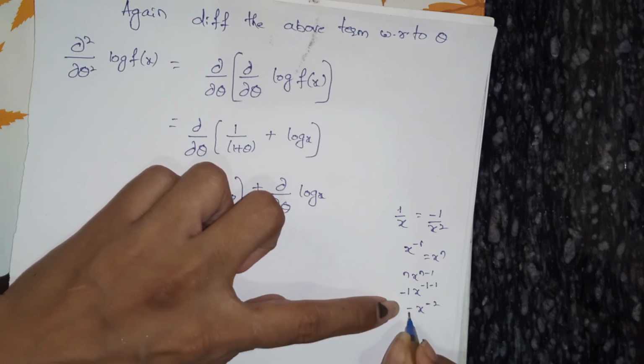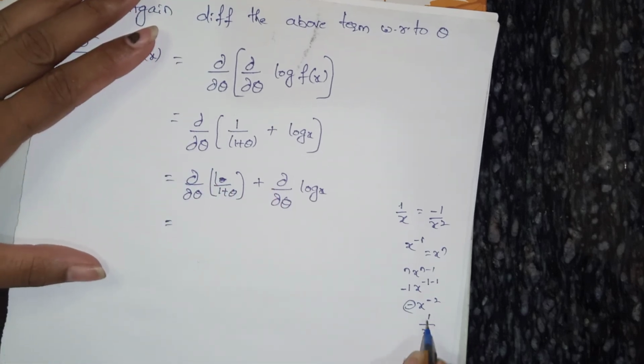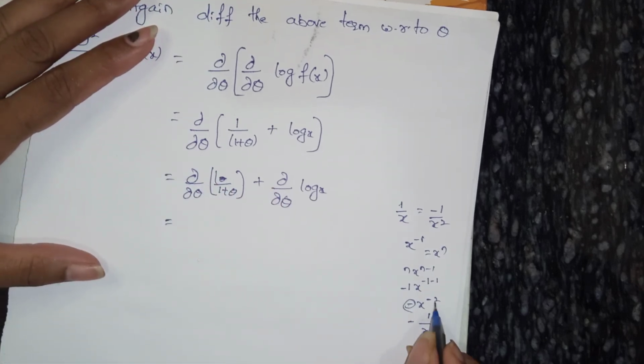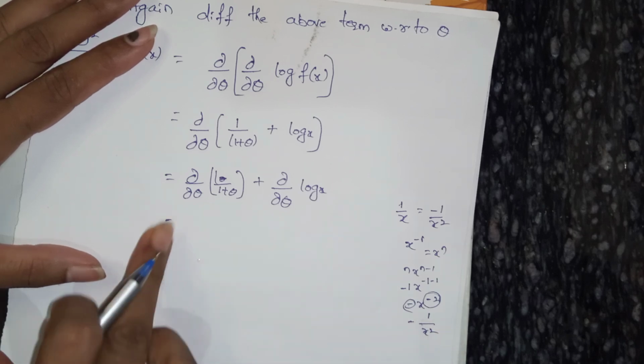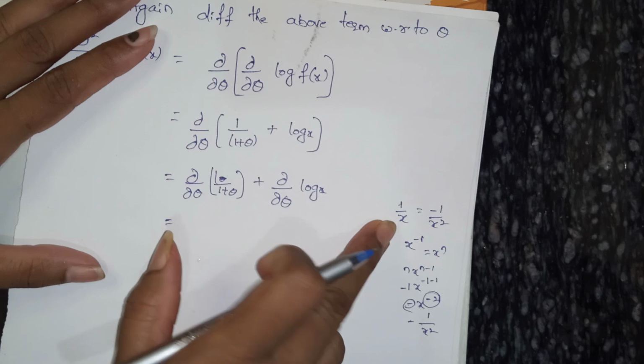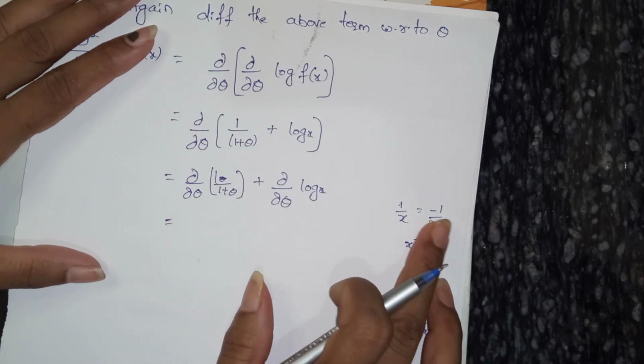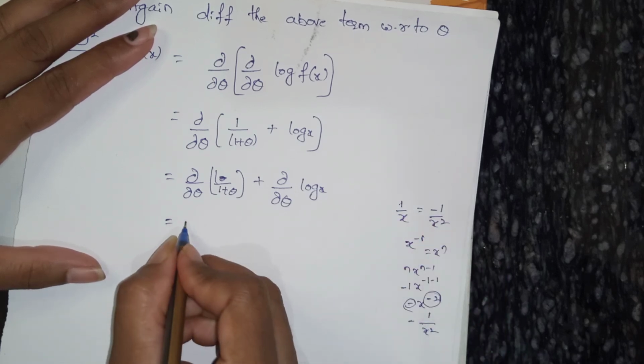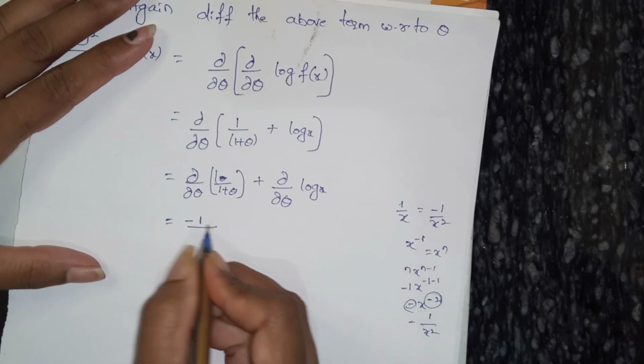So we can write the minus sign, and 1 by x we keep like this only. So in power we are having minus 2. So that's why we wrote here 1 by x square. That's why directly I told you that 1 by x differentiation is nothing but minus 1 by x square. So that means minus 1 by x square.